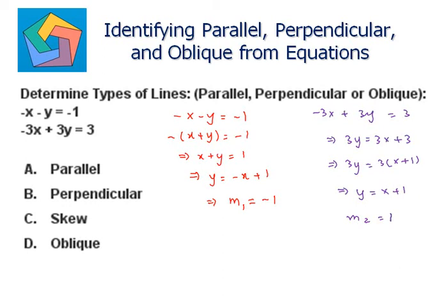So multiply m1 and m2 together. I get minus 1 times 1, that's minus 1. So they are negative reciprocals of each other, so these lines are perpendicular. So we can say B, perpendicular, is the answer. Next problem.